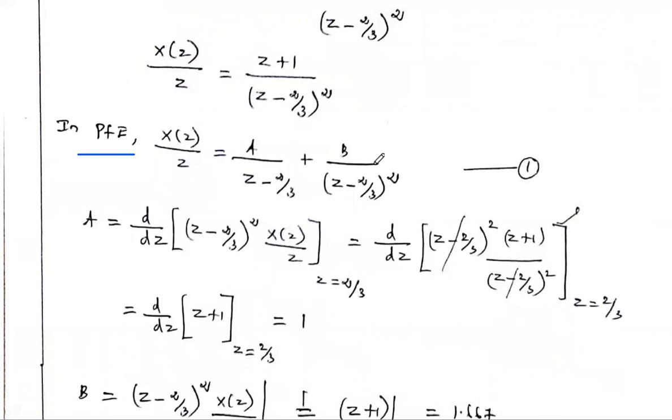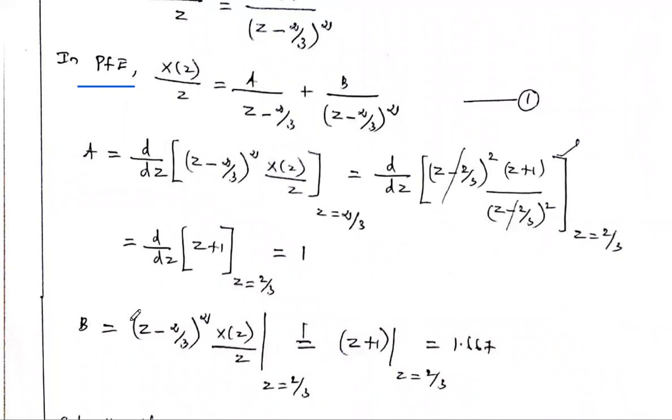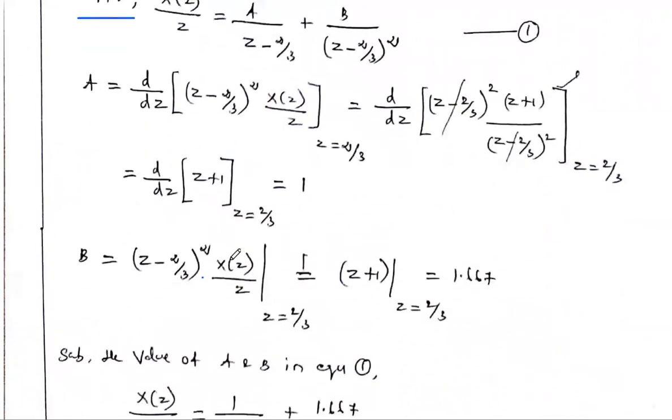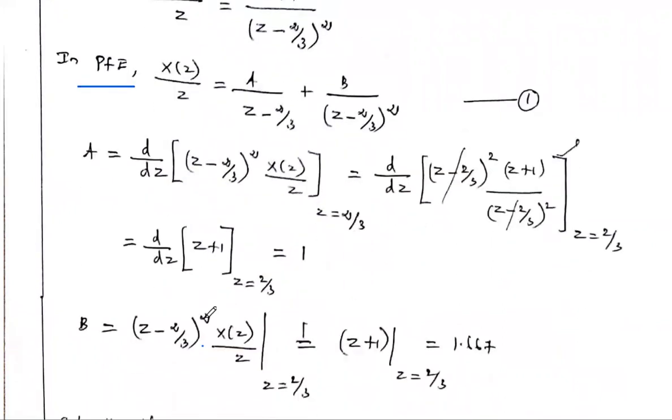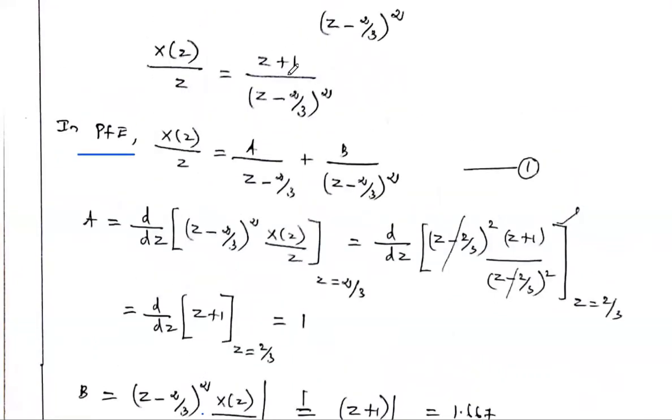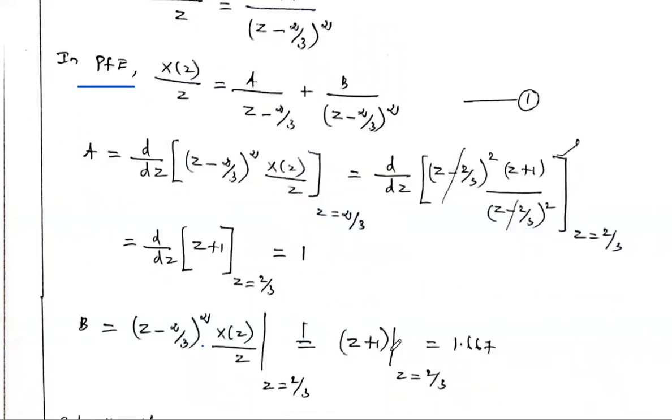In this, B is calculated by the usual method. B is equal to (Z minus 2 by 3) the whole square into the left-hand function X of Z by Z, at Z equal to 2 by 3. Substituting X of Z by Z, that is (Z plus 1) divided by (Z minus 2 by 3) the whole square, the (Z minus 2 by 3) the whole square cancels. We get only Z plus 1. Putting Z equal to 2 by 3 in Z plus 1, we will get the answer as 1.667.